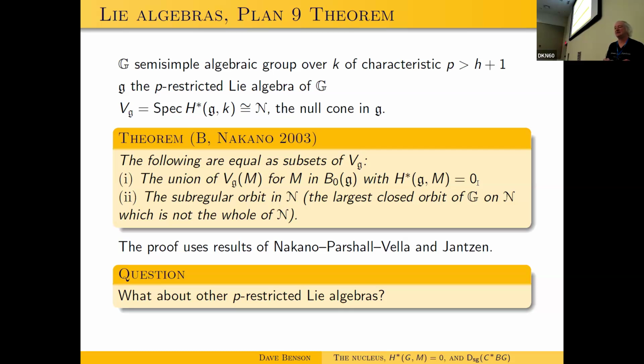You can define it in exactly the same way as the union of the varieties of the modules with no cohomology in the principal block. But I don't think we have any real conjecture as to what this is in terms of the structure of the p-restricted Lie algebra. If it comes from a group, by the way, what's very clear is that the nucleus is actually invariant under the conjugation action of the group on the variety, which means there are only finitely many possibilities.